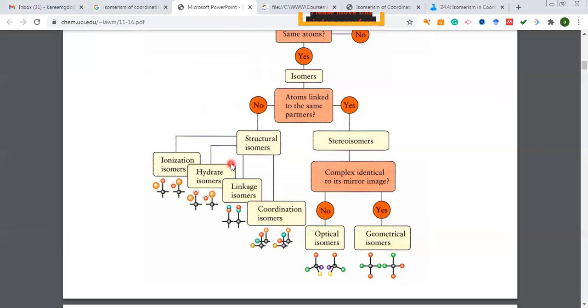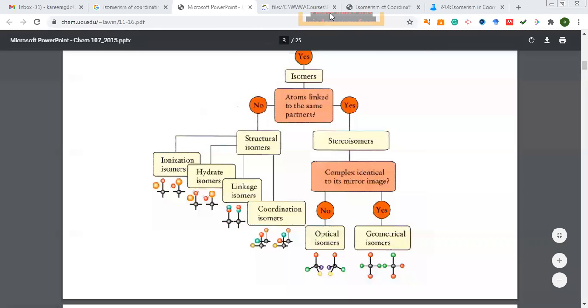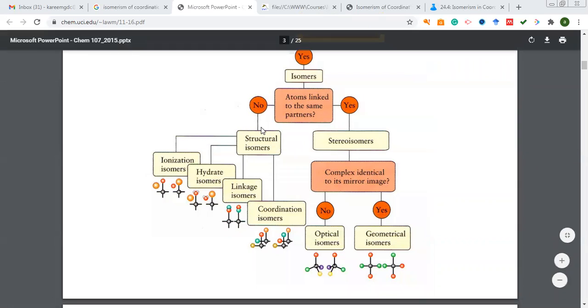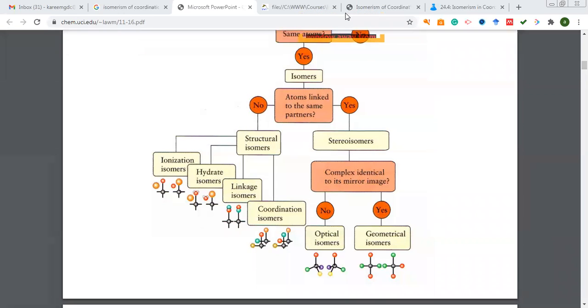Okay, so this is up to now what we have discussed. We have discussed structural isomers, or you can say constitutional isomers. And in the next class, we will discuss stereoisomers.